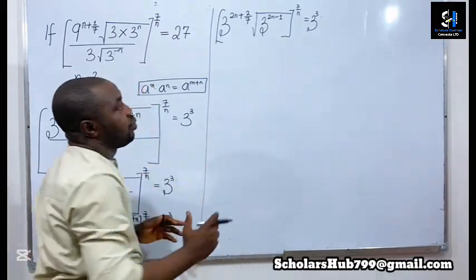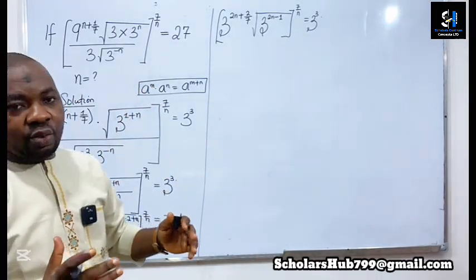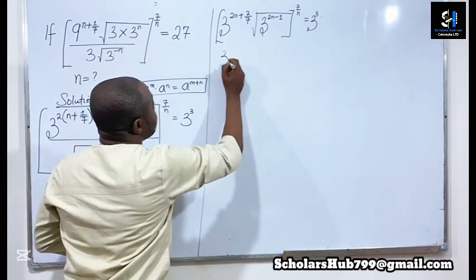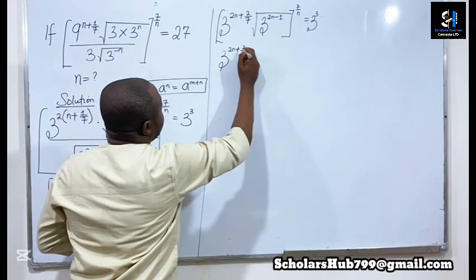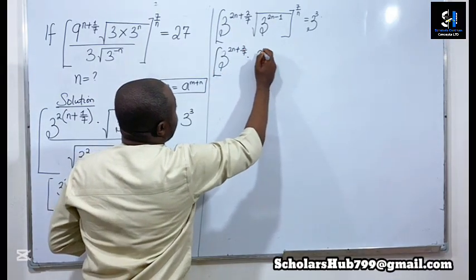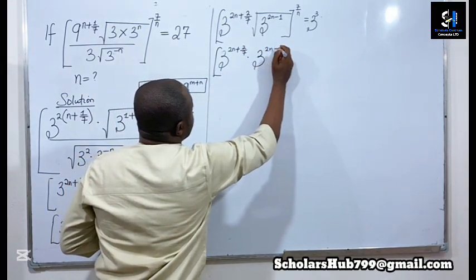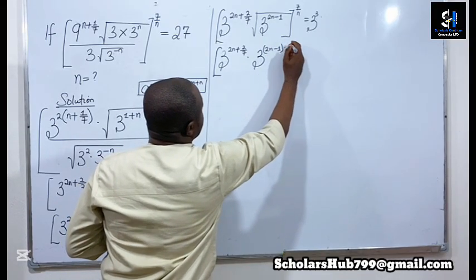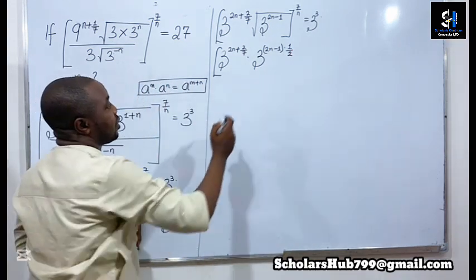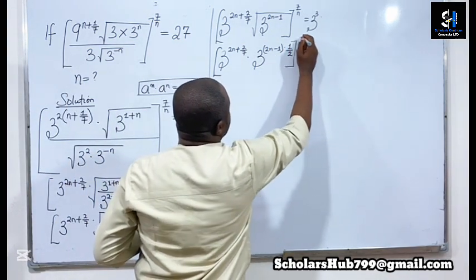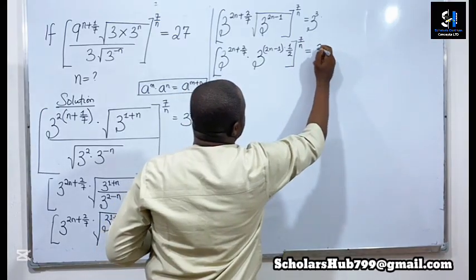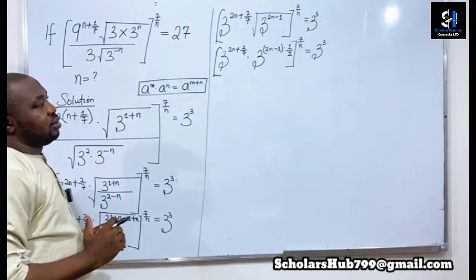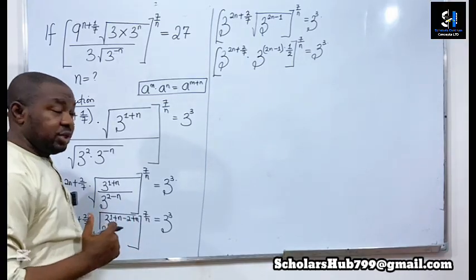Now when we have the square root of a number, we can express that as the number raised to the power of 1/2. So in this case, this will be 3 raised to the power of 2n plus 2 over 7 multiplied by 3 raised to the power of 2n minus 1, raised to the power of 1 over 2, raised to the power of 7 over n equals 3 raised to the power of 3. We need to be very careful. That's why it is important to do it step by step.